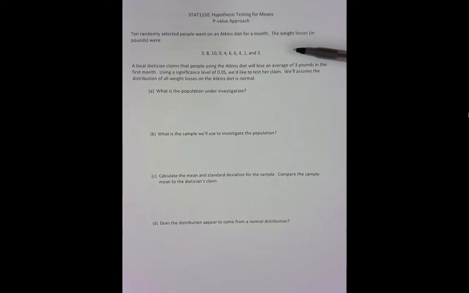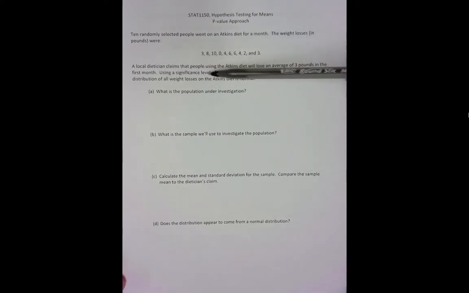So the example I'm going to use as an illustration says that 10 randomly selected people went on an Atkins diet for a month. Guys, I've done this diet, and it was very effective for me and my wife. We went on this crazy exercise plan and diet and lost a lot of weight. So anyway, the weight losses for these 10 people were 3, 8, 10, 0, 4, and so on and so forth. A local dietitian claims that people using the Atkins diet will lose an average of 3 pounds in the first month. Using a significance level of 0.05, we'd like to test her claim.